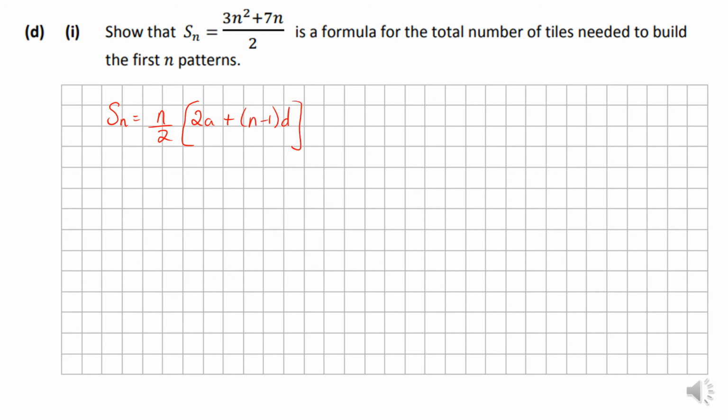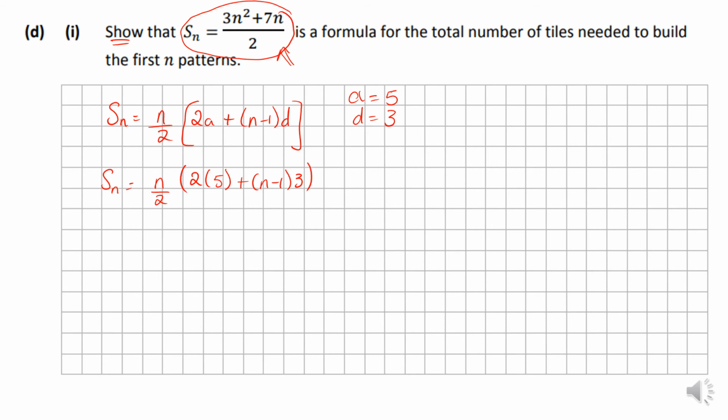Okay, and we have to work with that and eventually come up with what we're given in the question, because we're asked to show. Now notice that no a or d appears in the final product, and that's because we know the values of a from before. A was 5 and d was 3. So we're going to start by substituting in for those.